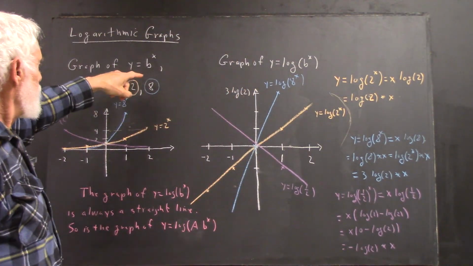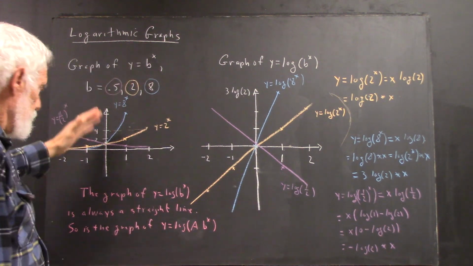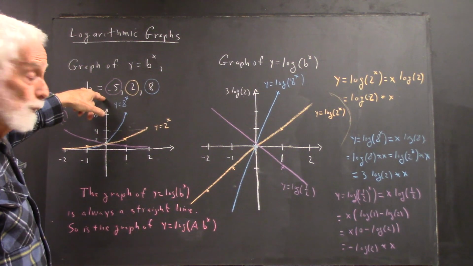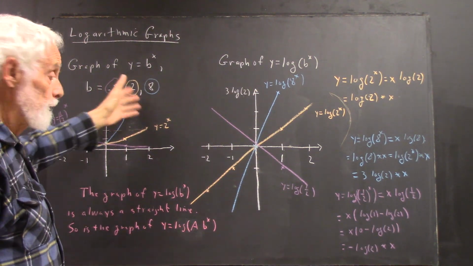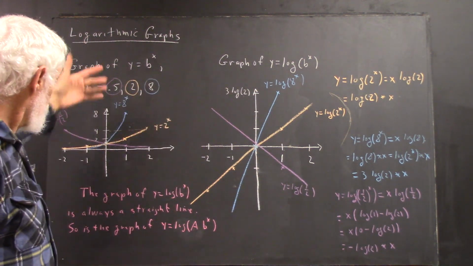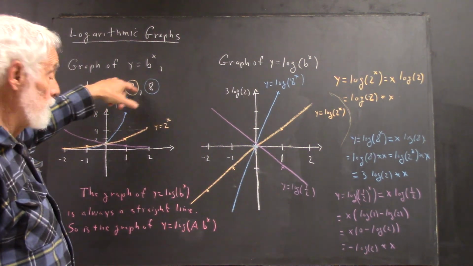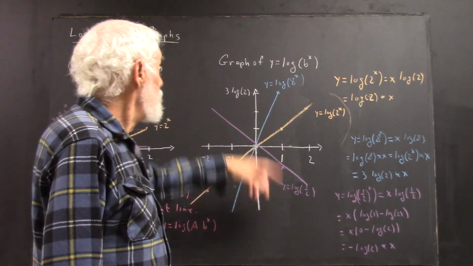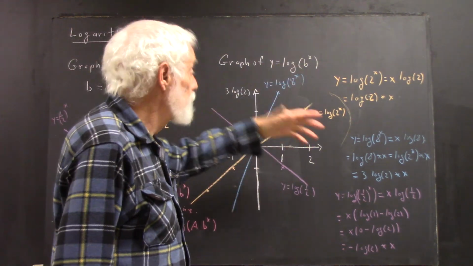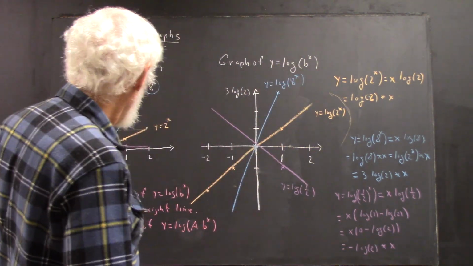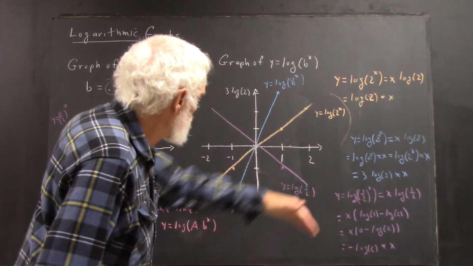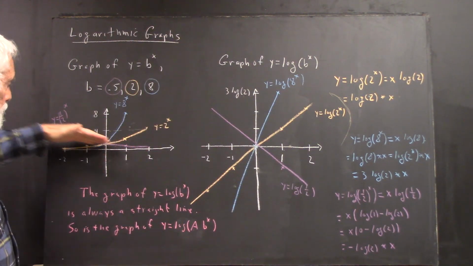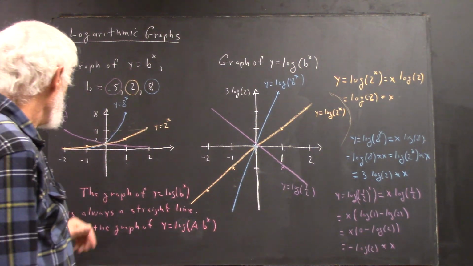that if you take the graph of b to the x, you get an exponential graph, either a decreasing exponential if b is less than 1, or an increasing exponential if b is greater than 1. So here are three graphs for b equals 1/2, 2, and 8. And here are the graphs of log of b to the x for those same values. So the decreasing purple graph corresponds to the decreasing purple graph here.